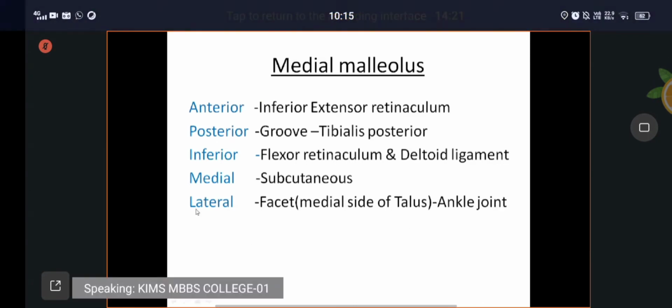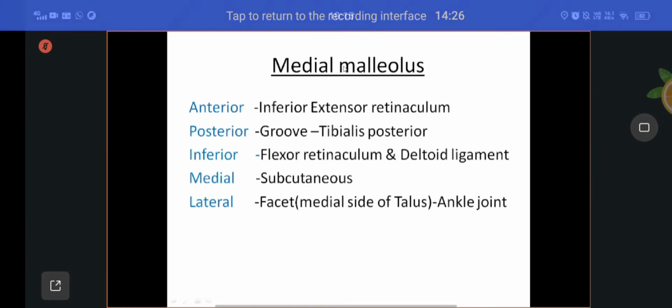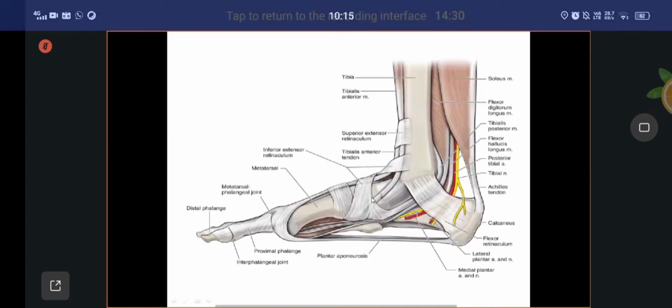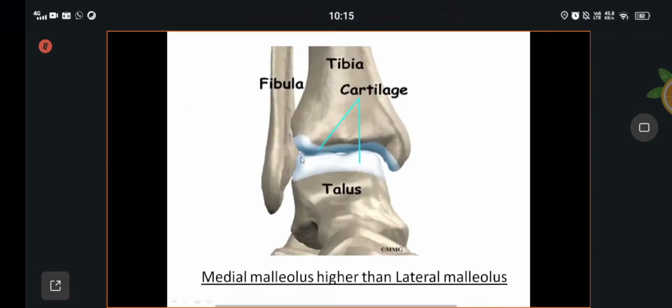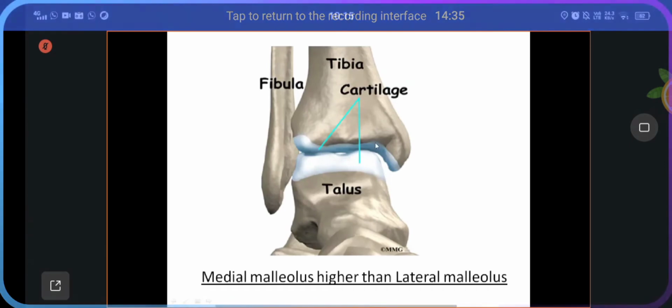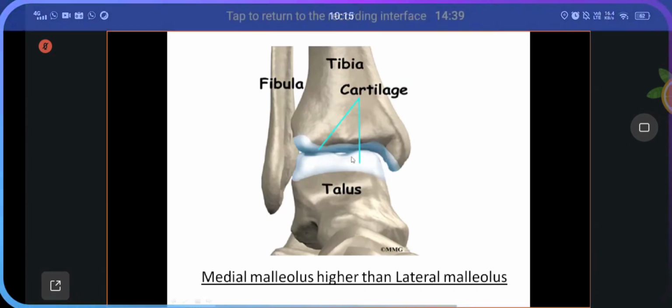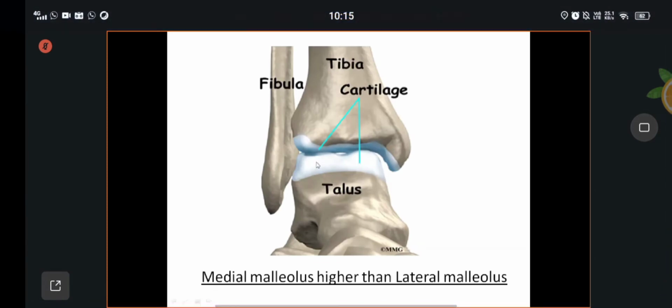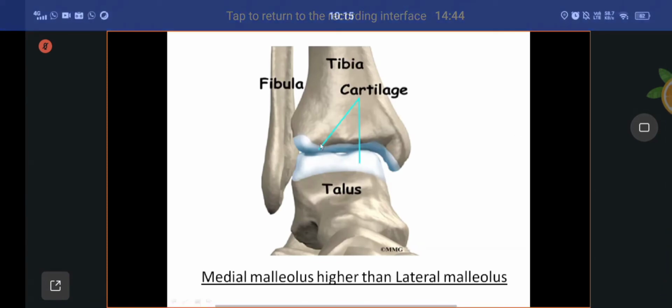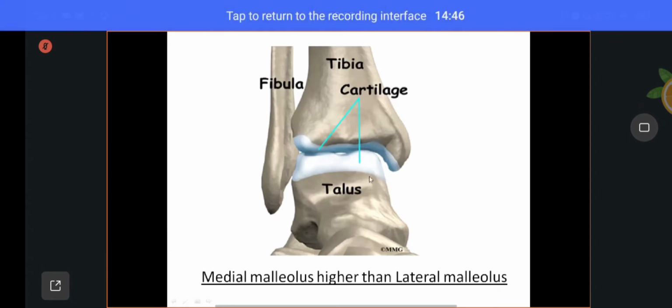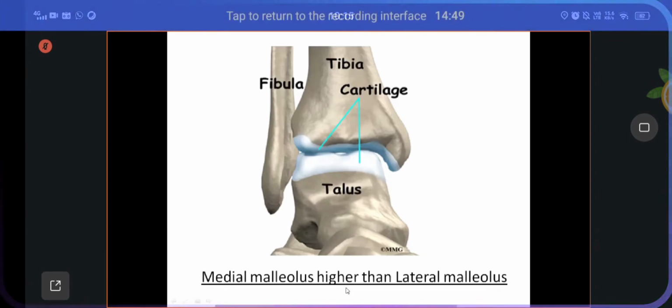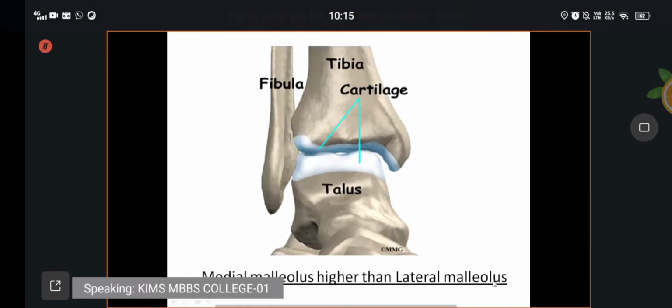The lateral aspect of the medial malleolus and the inferior aspect of the lower end of the tibia both articulate with the talus to form the ankle joint. In this picture, you can see the inferior surface of the tibia and the lateral surface of the medial malleolus, both articulating with the talus. This blue color represents hyaline cartilage. It forms the ankle joint.